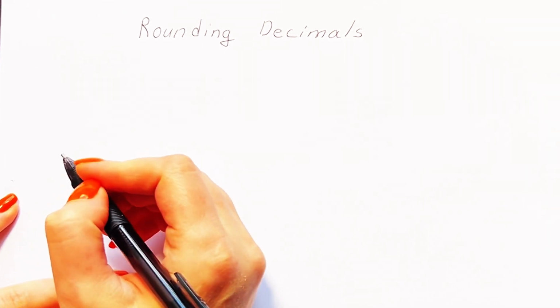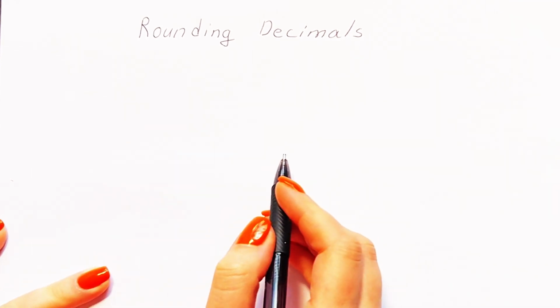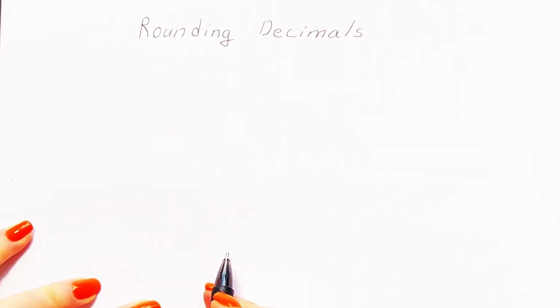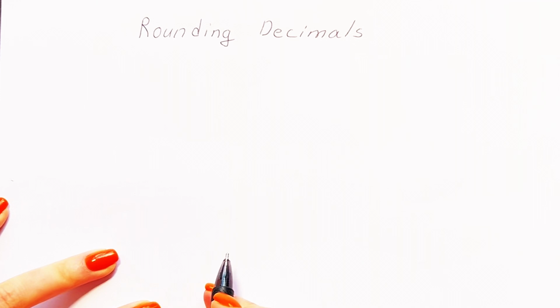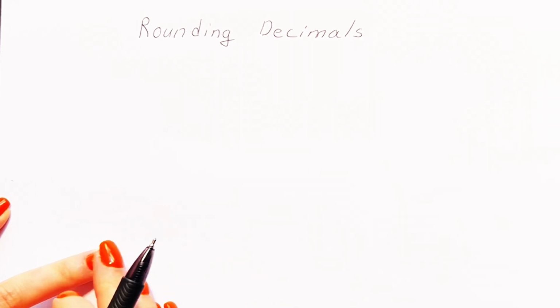In the previous video, we talked about decimals place value, decimals on a number line, and we compared the decimals. In today's video, I'm going to talk about rounding decimals and rewriting decimal to a fraction, fraction to a decimal.